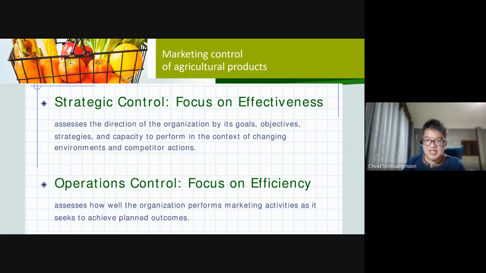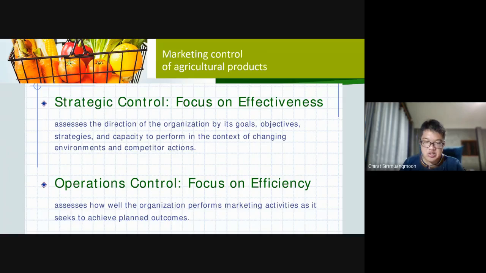Oh, sorry. Last two things. The first one is the difference between strategic control and operations control. I would say strategic control is the very big picture, so in this case they focus on effectiveness. It assesses the direction of the organization, concerned with goals, objectives, strategies, and capacities. So this is the high level of executives; they are going to do the strategic control.